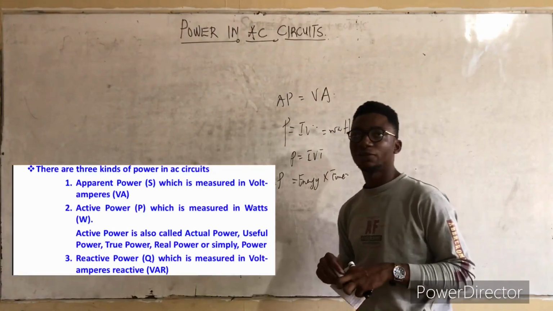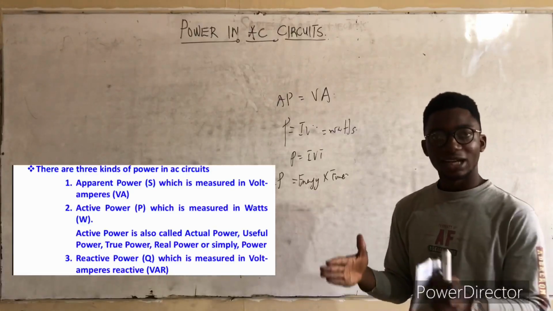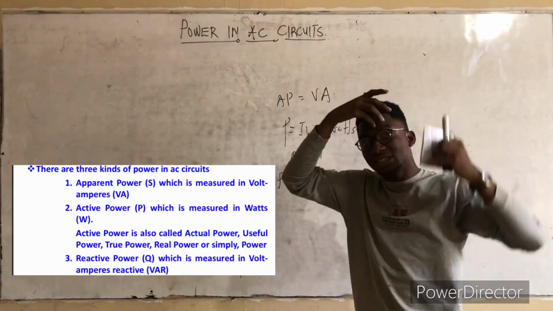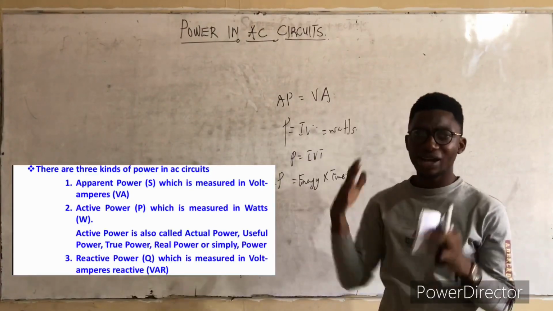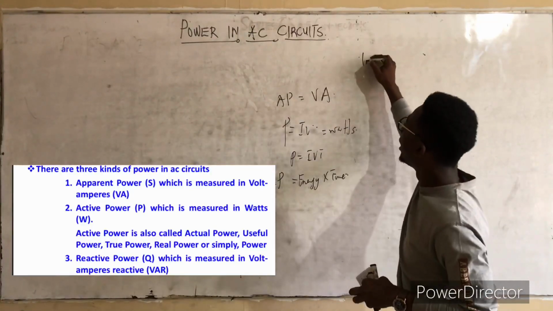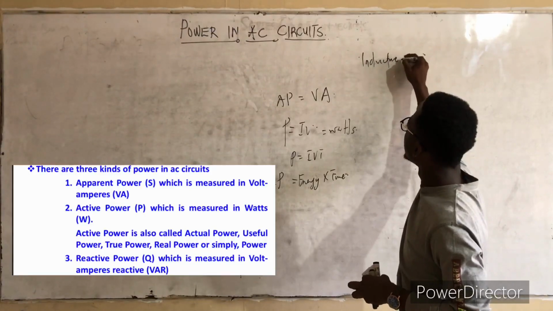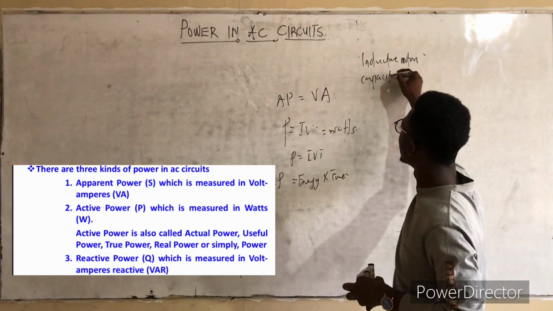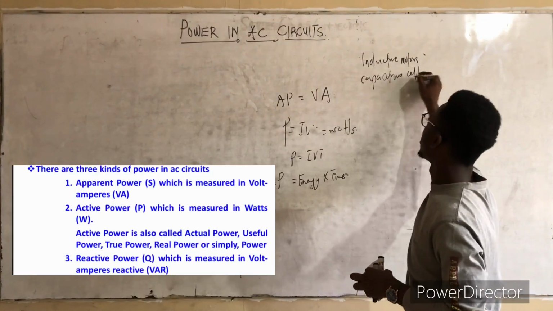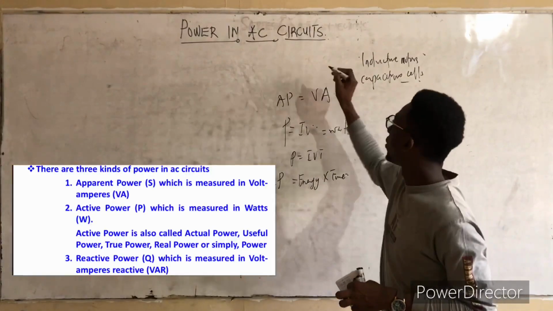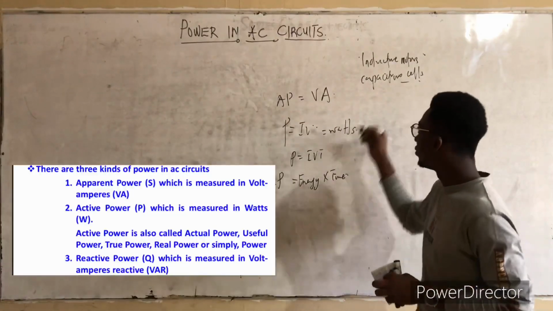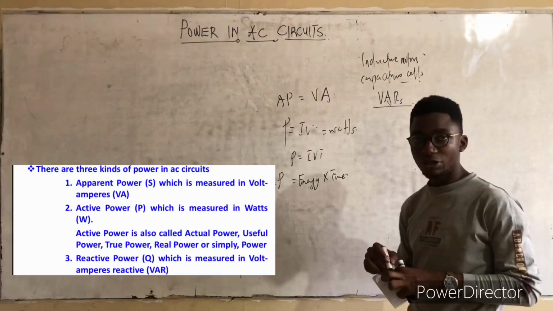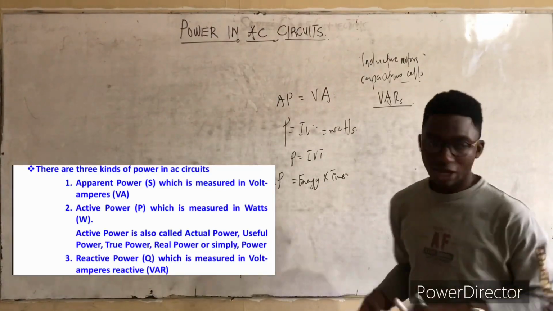And now we have the reactive power. The reactive power is more or less like an imaginary power, it's not real. Most of the time, you get reactive power from inductive motors or capacitive cells and others. It is measured in the unit of volt ampere reactive.